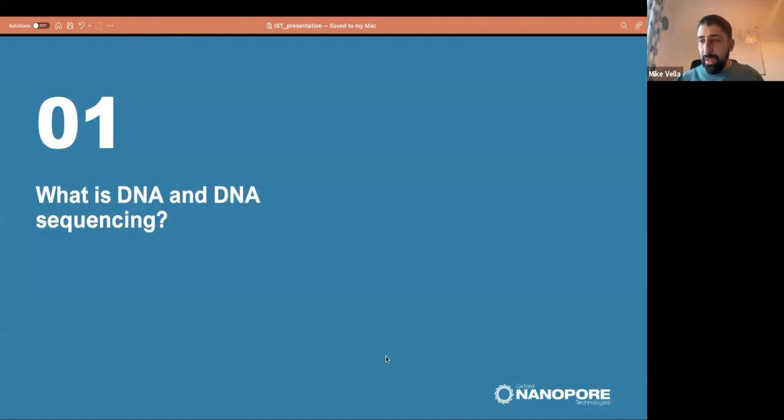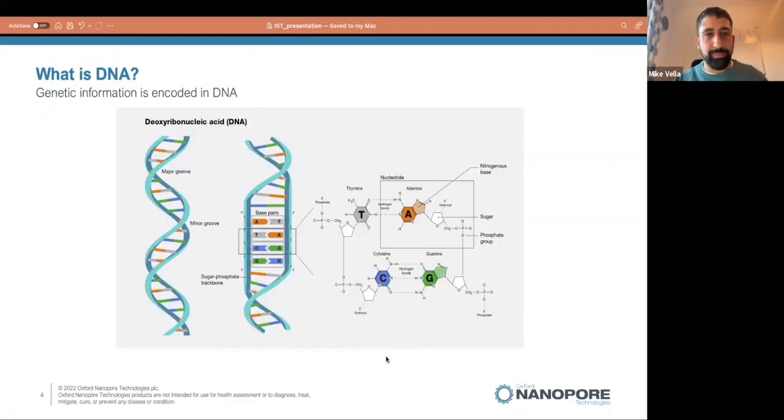So firstly, what is DNA sequencing? And please note, that should say DNA and RNA sequencing. I should say that I'm going to be talking in particular about DNA sequencing. I'll be mentioning DNA sequencing a lot. Most of what I say applies just as much to RNA sequencing as it does to DNA sequencing.